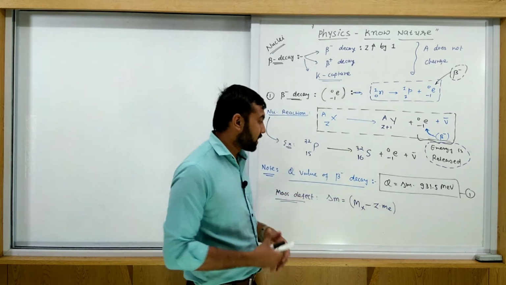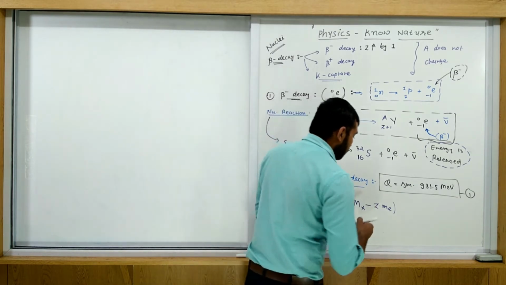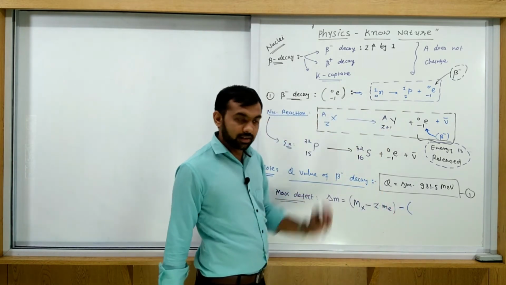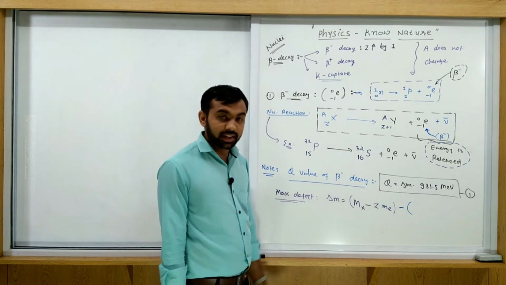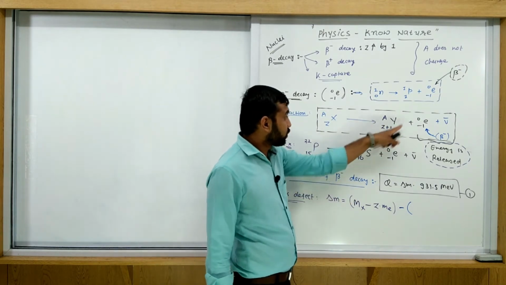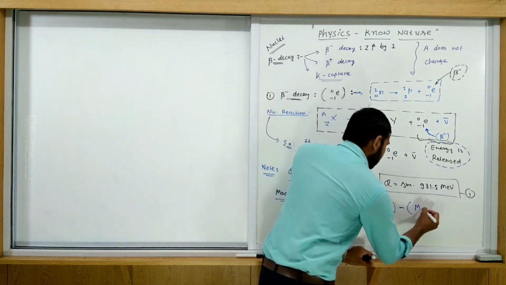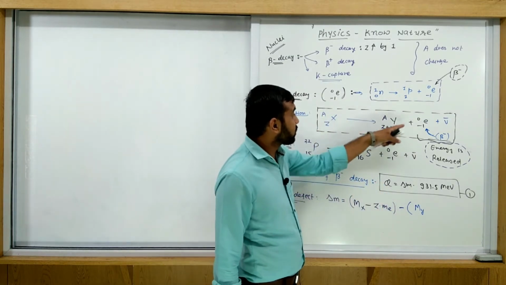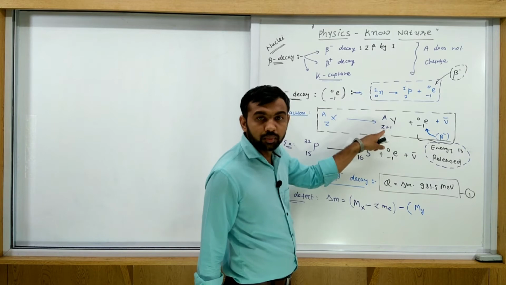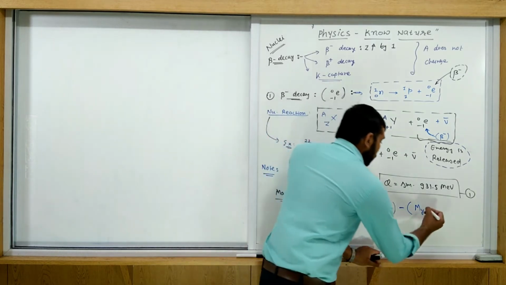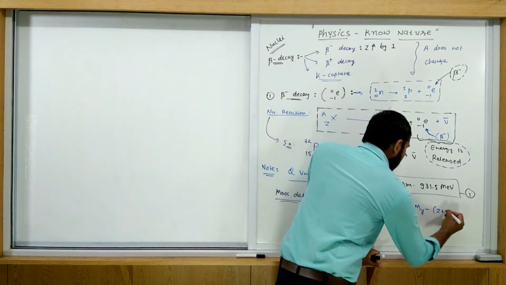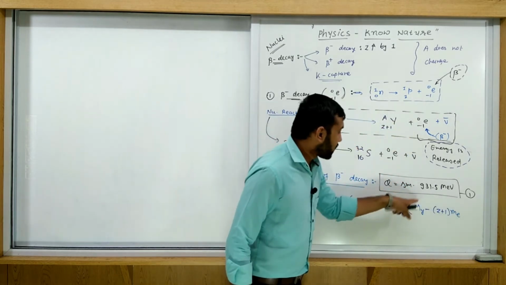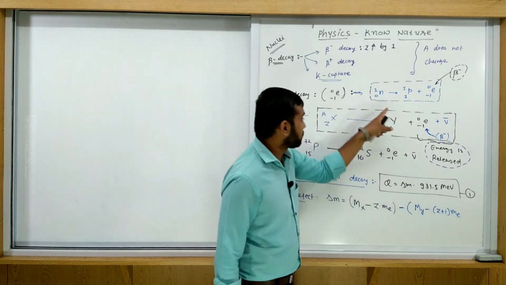Now come to the right hand side total mass. So left hand side minus right hand side mass is the mass defect, delta M. So what is the mass of this one? Mass of Y, minus how many electrons are present here? Z plus 1. So minus Z plus 1 times the mass of electron. So this is the mass of the nucleus of Y.